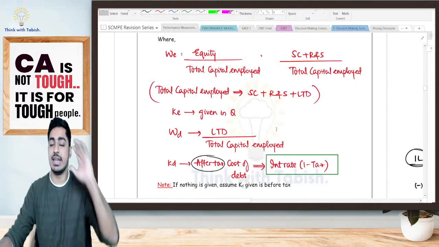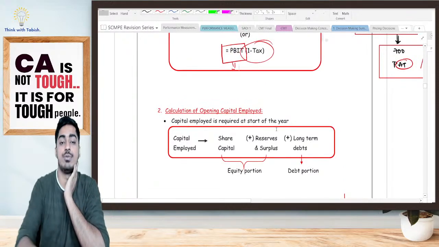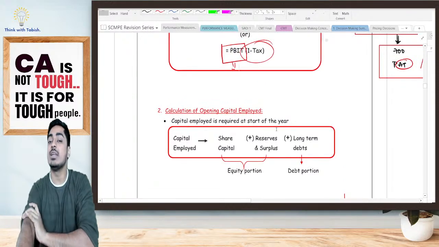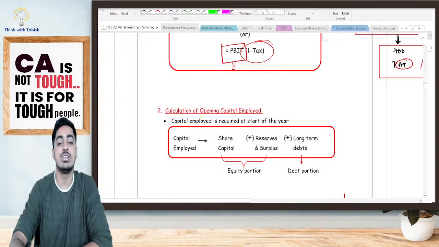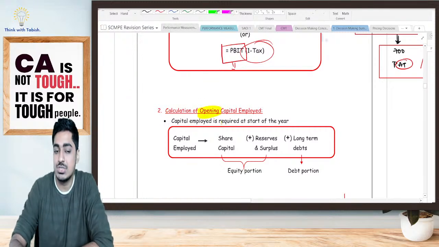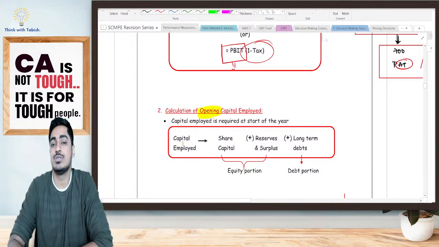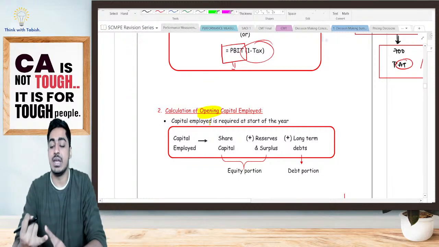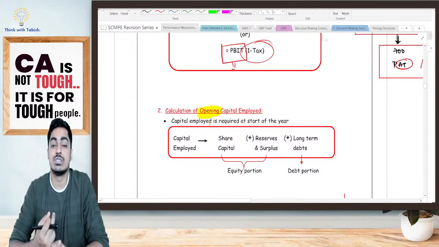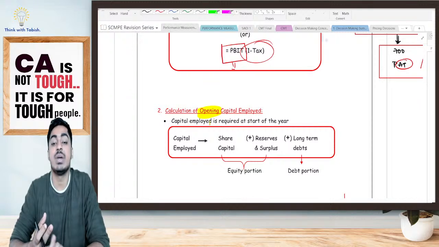Okay, so I have calculated my NOPAT. Fine. Now I have to calculate my capital employed. Again, in capital employed, I have told you it is opening capital employed, and I have given you the logic. Now, what is my capital employed, students? My capital I will be getting either as my equity capital or else my debt capital, long-term debt.